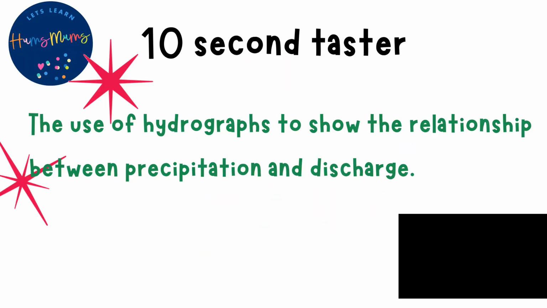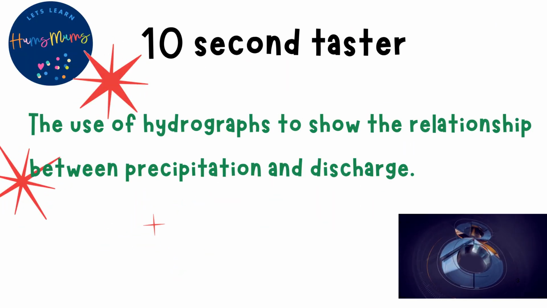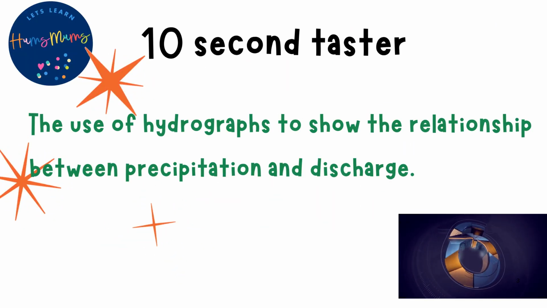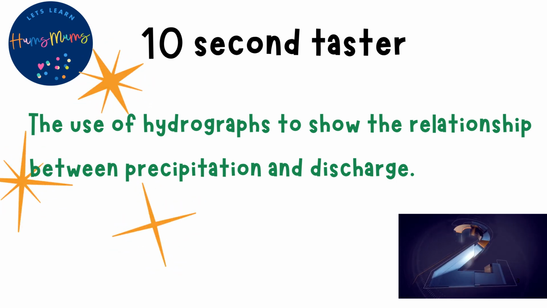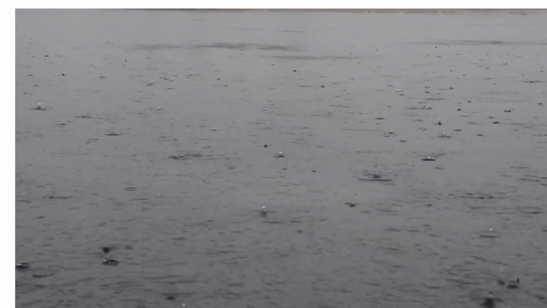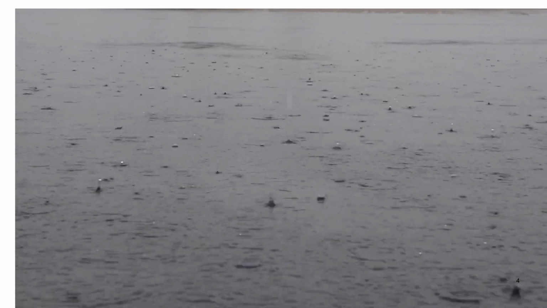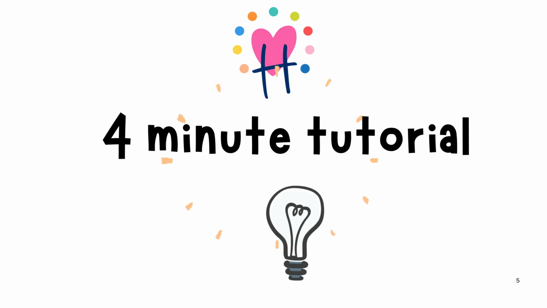So let's have a look at a 10-second taster. What do you actually need to know? It's about the use of hydrographs and how they show the relationship between precipitation and discharge. We're going to be talking about lots of key terms today, so make sure you've got plenty of revision materials, pens and pencils, and let's get started.